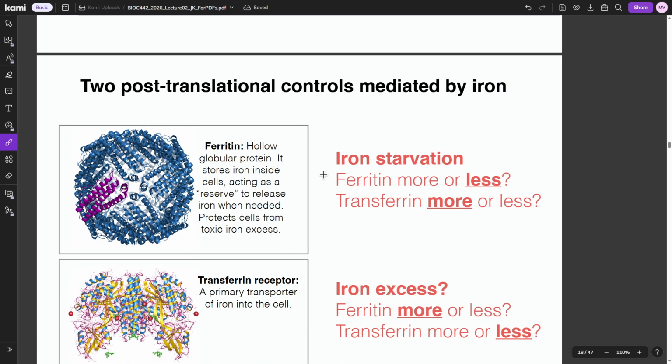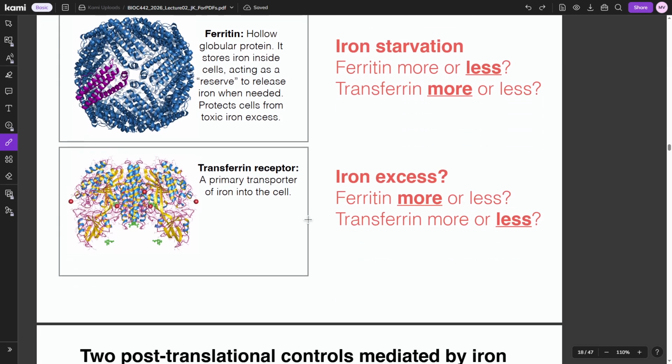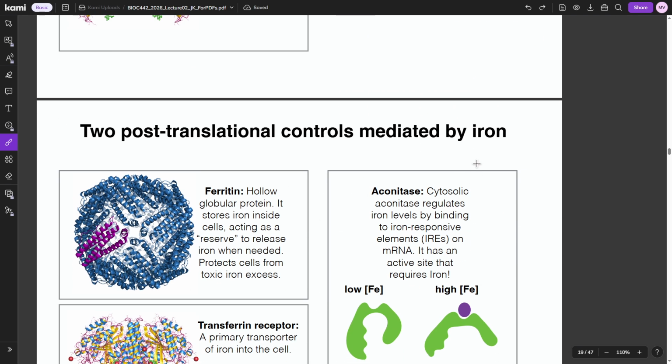Hopefully this makes sense. Ferritin, you don't want to store iron if you need iron, right? It's like the whole thing with glycogen and glucose. You don't want to store glycogen if you need to have glucose for your muscle cells. You're going to break down the glycogen, so you don't want to store it, you want to use it. So less ferritin because less storage, more transferrin because you want more active iron in your cells. If you have excess iron, you're going to want more ferritin to store it, and then you're going to want less transferrin because you don't want to uptake more iron than you need.